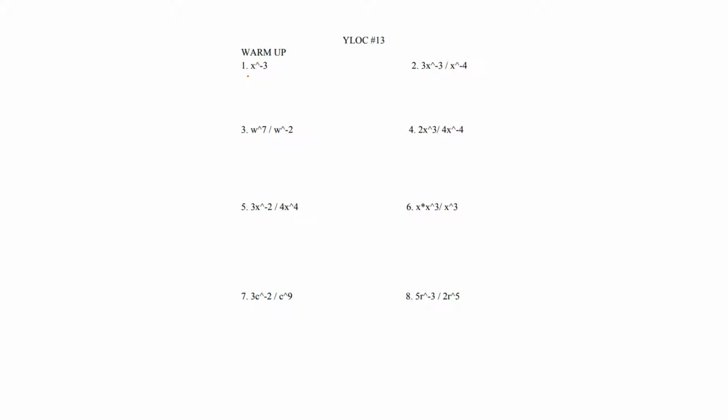For number 1 here, you simplify this. It's x to the power of negative 3, and when you have a negative exponent, you're going to basically take out the exponent by making the reciprocal. So it's going to be 1 over x to the power of 3.